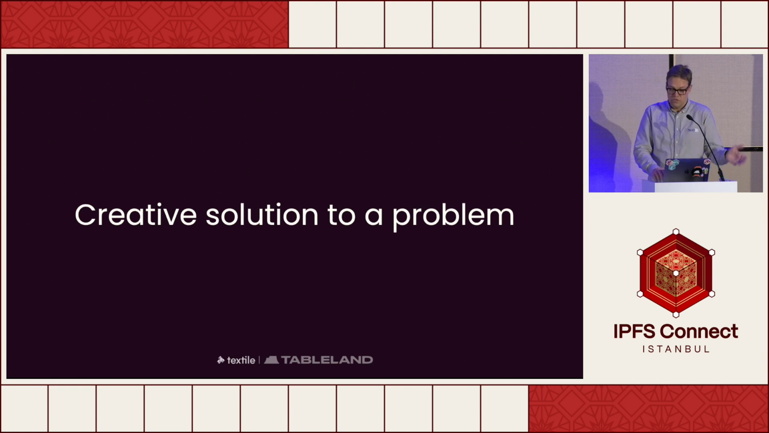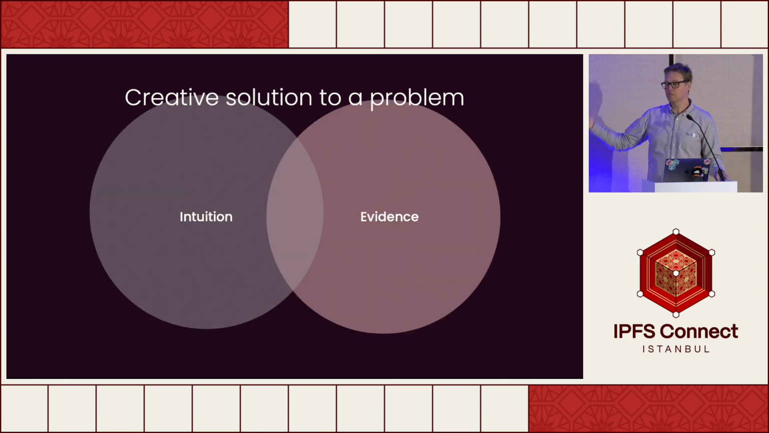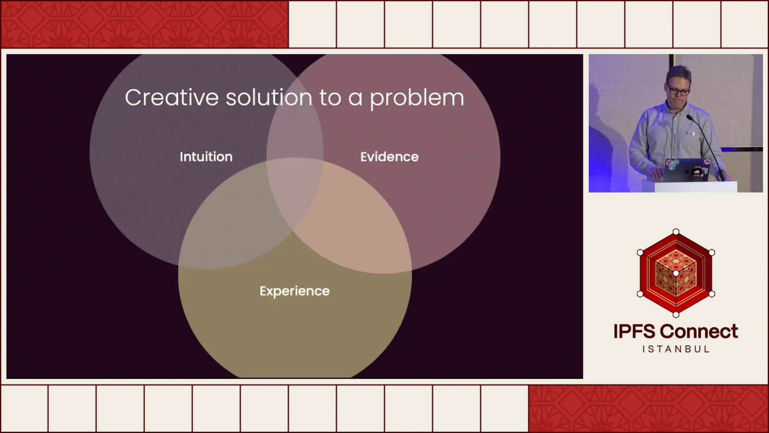And I guess what does creative mean? People think that it comes from space, that artists and designers have this sort of intuition, really. And that's not necessarily the case, because everybody has intuition, you know? And when you're coming up with creative solutions to problems, you should have some sort of evidence with that. You should have facts, things that you can point to. And then finally, you should have experience, meaning learning. You've figured things out over time.